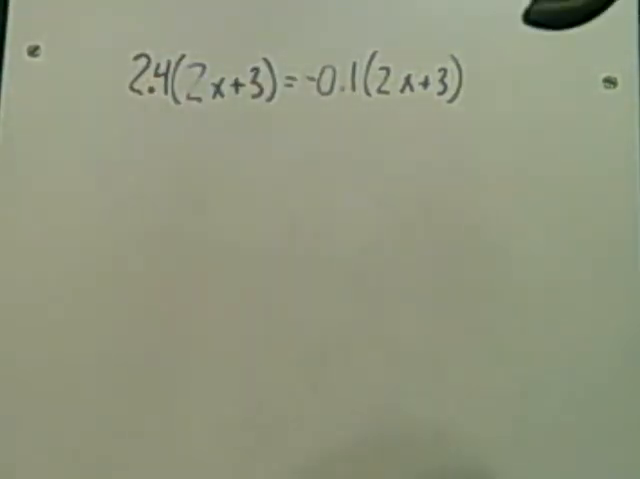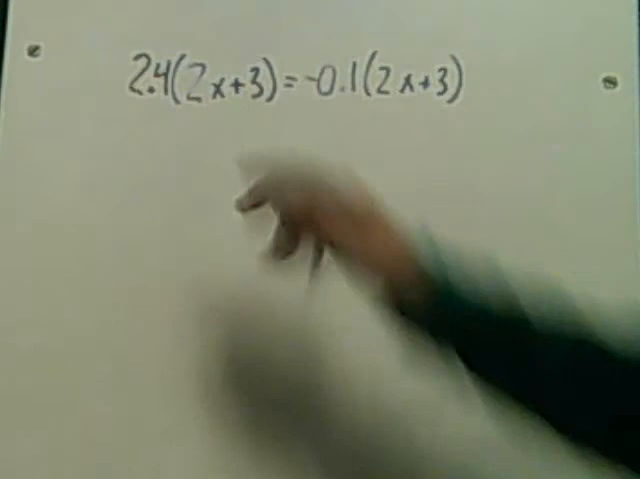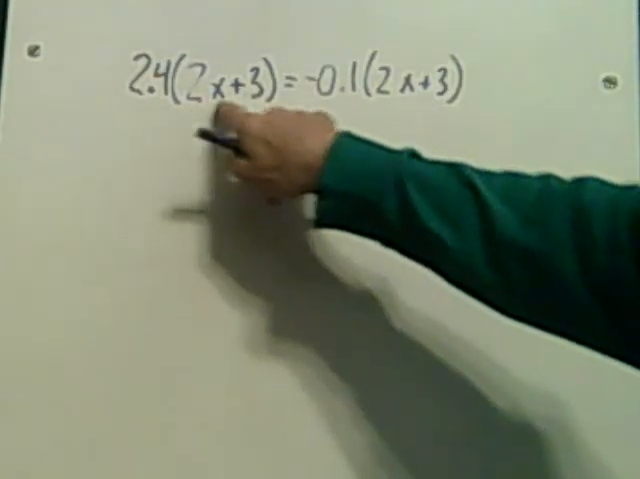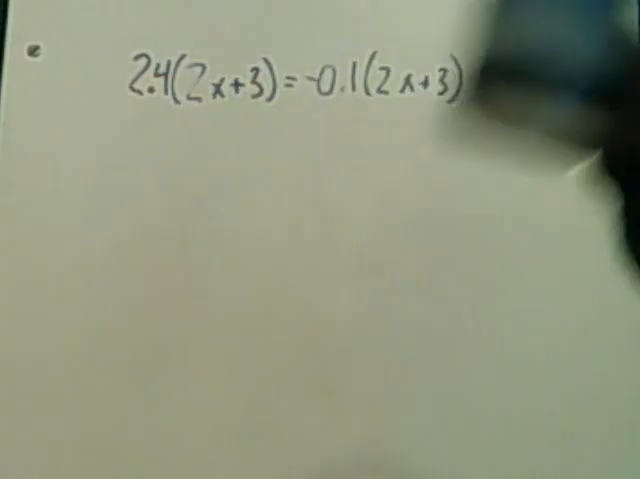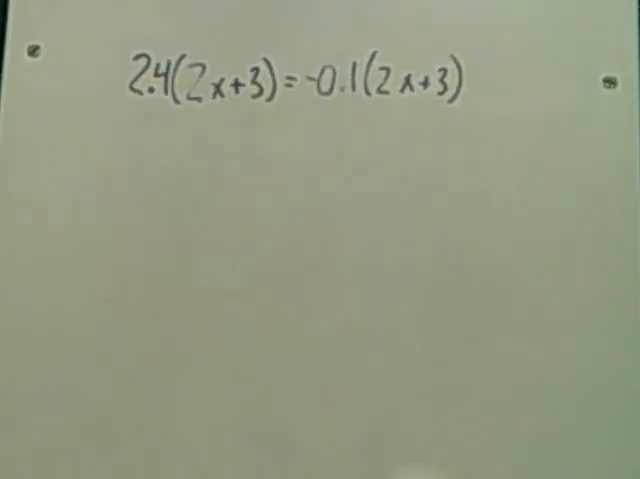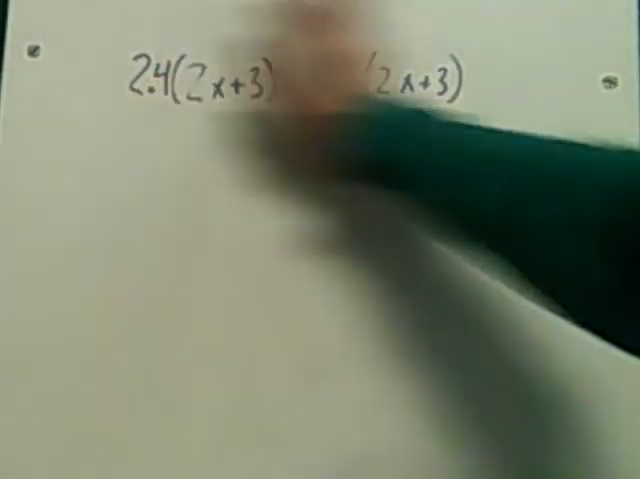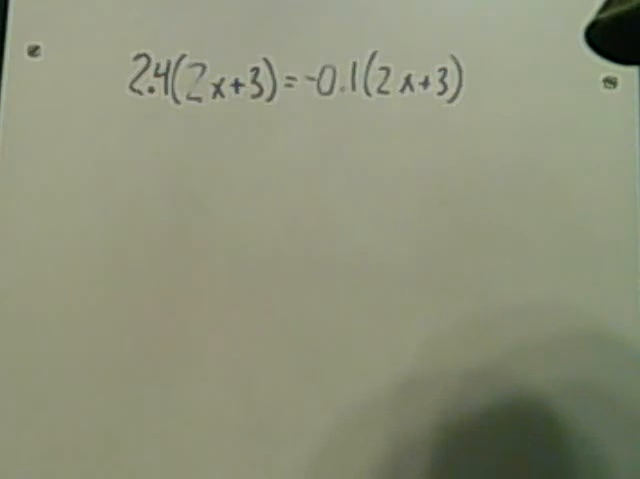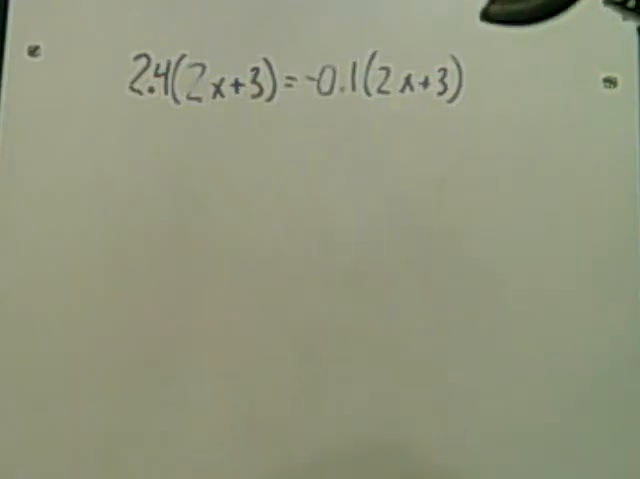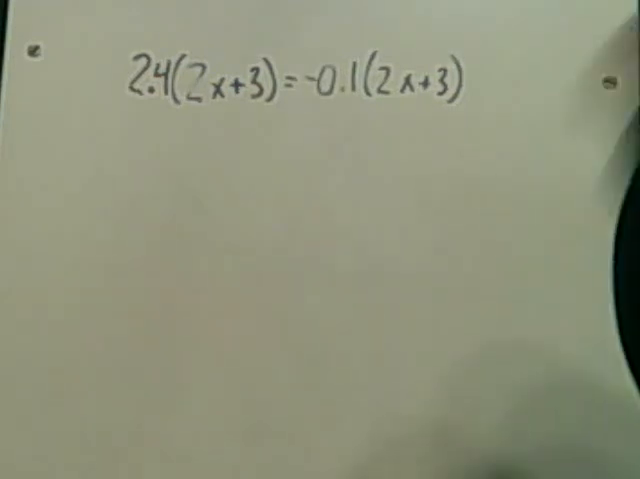Now the interesting thing about this, right off the bat, it's very interesting. This is unusual because you can see both sides of this equation have a 2x plus 3 in it. I could actually cancel those both out, and this equation says 2.4 equals negative 0.1, so this equation is a very irregular equation. It's not going to come out correctly.